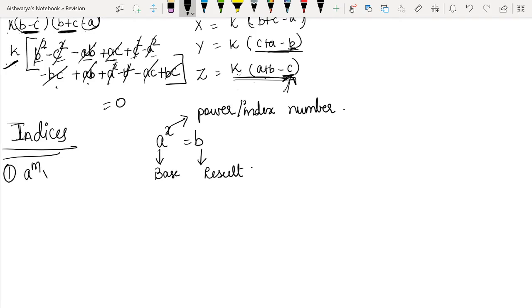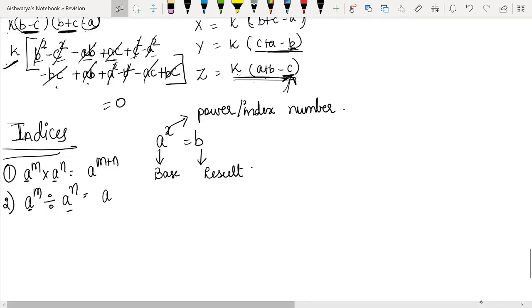A power m into a power n is equal to a power m plus n. The second property is a power m divided by a power n. Remember, the base has to be the same. Only then we can write a power m minus n. The next one is a power m the whole power n is equal to a power mn.